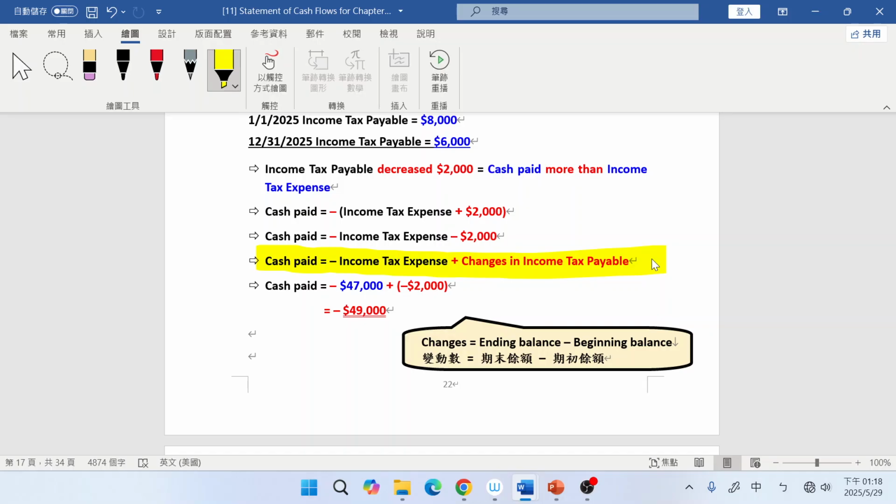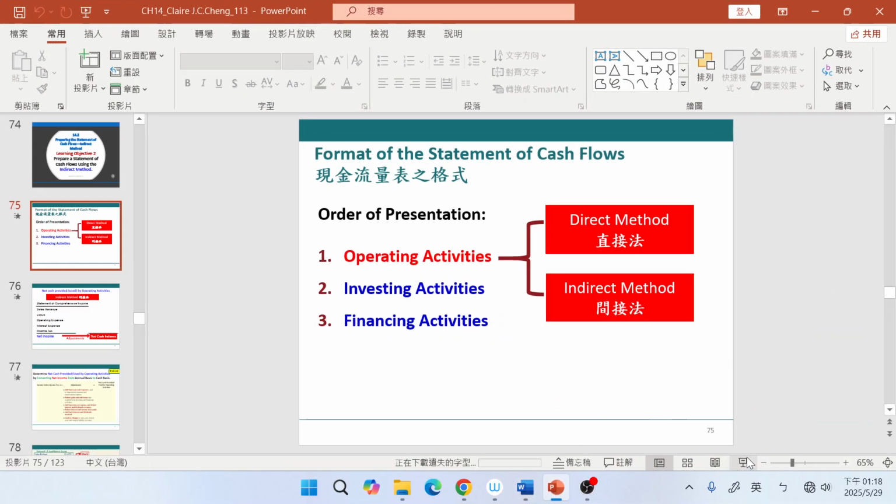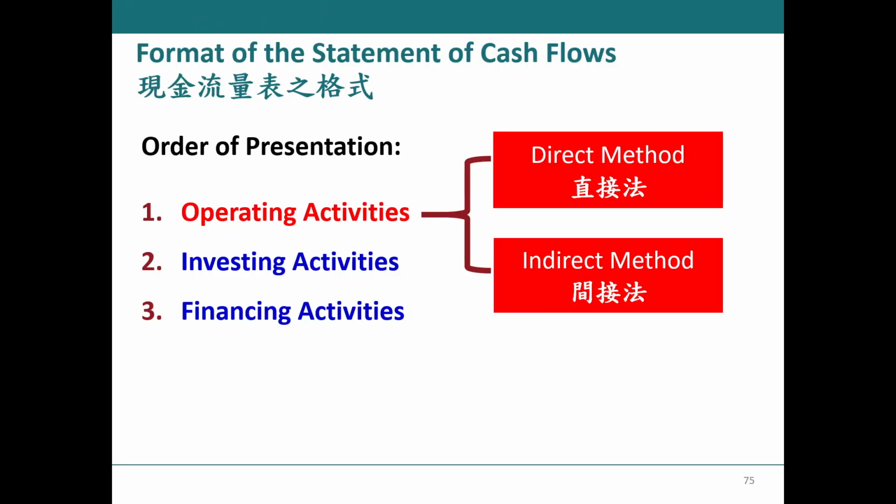Any questions? Okay, so based on this, let's go to our slide, page 75. What we are going to do is figure out our cash flow from operating activities, but we use the second method, the indirect method. So today we focus on the indirect method only, okay?